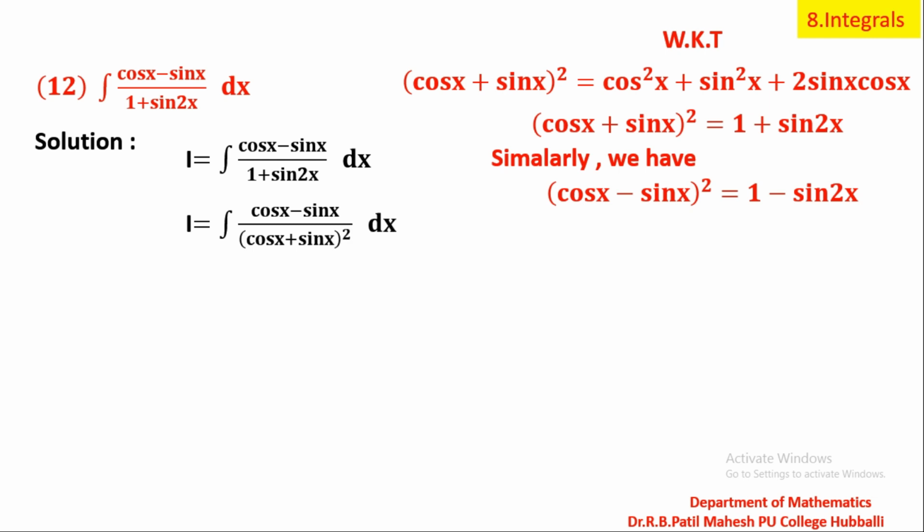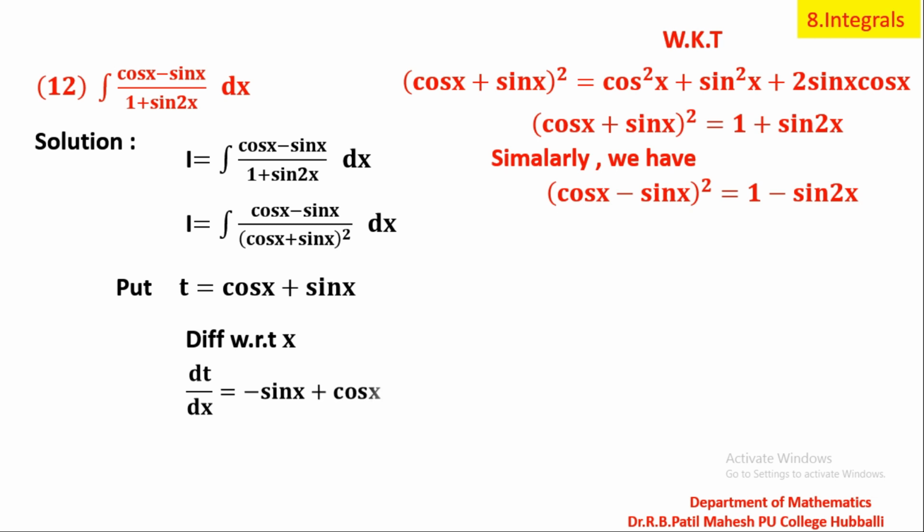Sir, why are you taking all these formulas? Dear students, we take the integration by substitution method, that is put t equal to the denominator's base, cos x plus sin x. Differentiate with respect to x: dt by dx is equal to, cos x differentiation is minus sin x, sin x differentiation is cos x. If you write in reverse order, dt by dx equals cos x minus sin x. Taking dx to the right hand side, dt is equal to cos x minus sin x into dx. Hope you understood why I am taking this substitution.